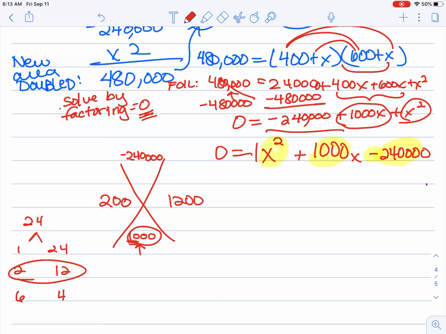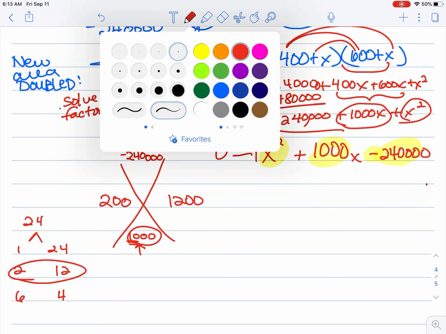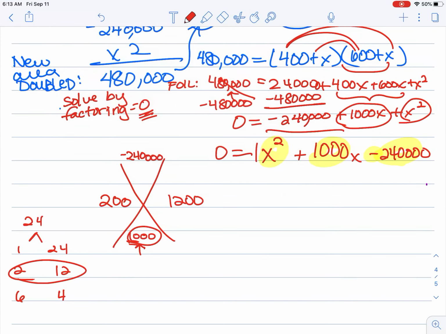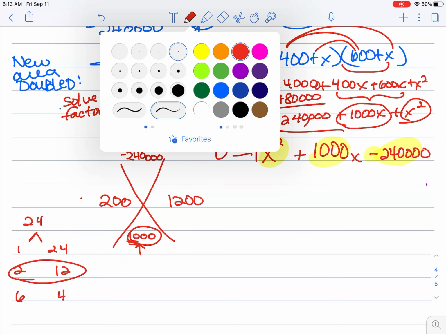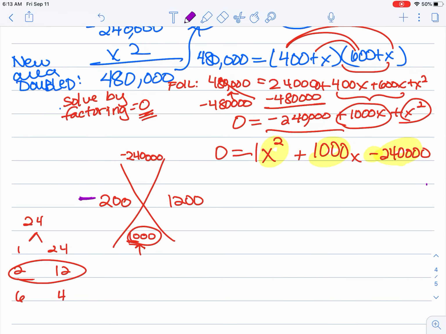And we need to know, okay, how's this going to work? Well, I know 1,000 was positive. So in order for them to add to 1,000, we're going to put the negative in front of the 200 because we know 1,200 minus 200 gives me 1,000, so we're good on that. And then negative 200 times 1,200 will give me negative 240,000. So there's our factor. And we've got x minus 200 here, x plus 1,200 here.